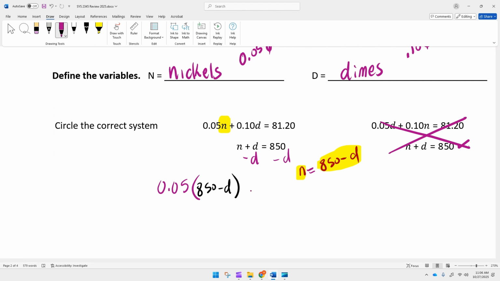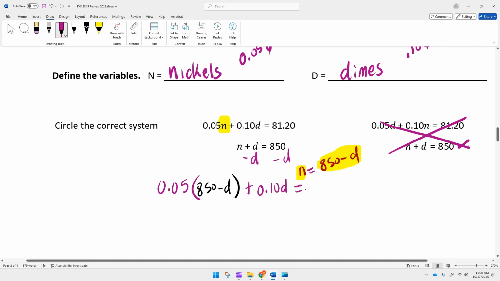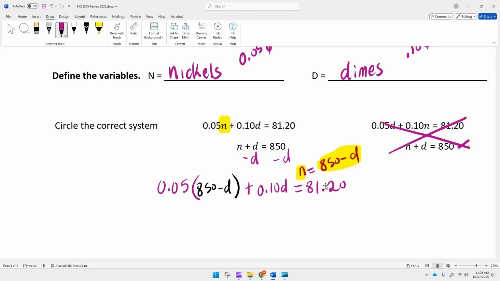Don't forget the rest of the equation. Plus 0.10 D equals 81.20. Now, we have only the variable D, so we did the substitution portion at least somewhat correctly. So I'm going to distribute 0.05 times 850. Make sure you put 0.05. Don't put 0.5. You want to do 0.05 times 850.